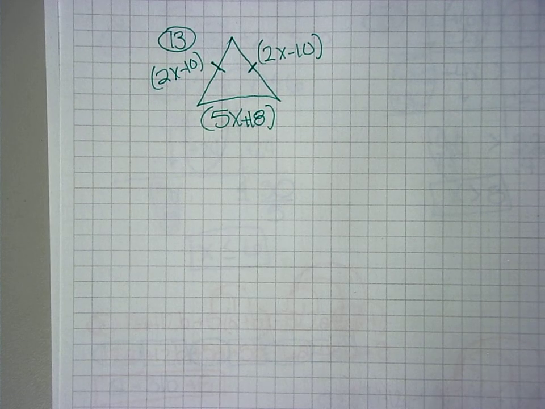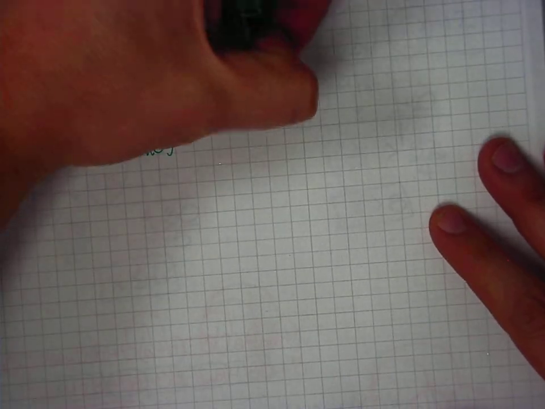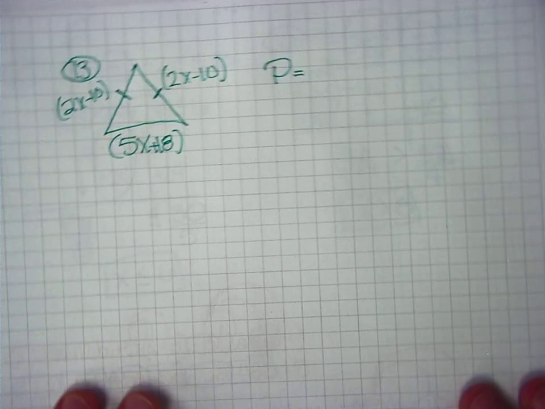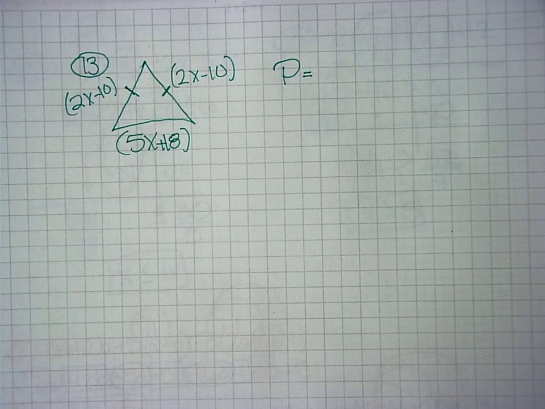All right, so I need the perimeter. Well, perimeter is just adding up all the sides of any given shape. So in this case, I'm just going to straight up add everything visually because there's nothing to distribute or multiply, nothing that really gets complicated. So basically, this is just one big problem of combining like terms. So let's go ahead and do that.